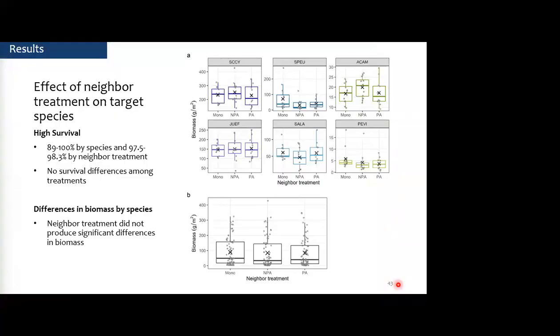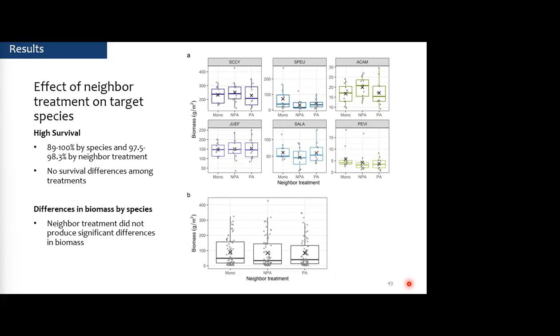So, what was the effect of neighbor treatment? First of all, on survival, everything in the 3 treatments survives at about 98%. So there was extremely high survival, and it was not significantly different by treatment. It was also not significantly different by species.